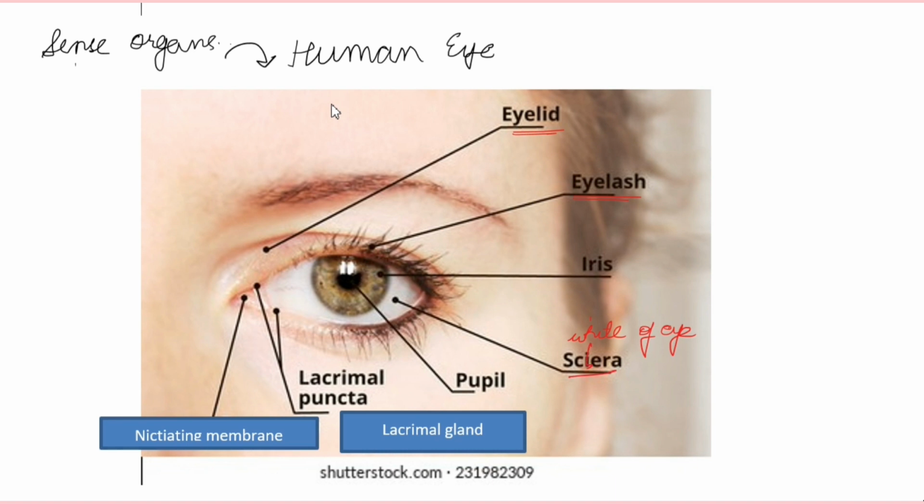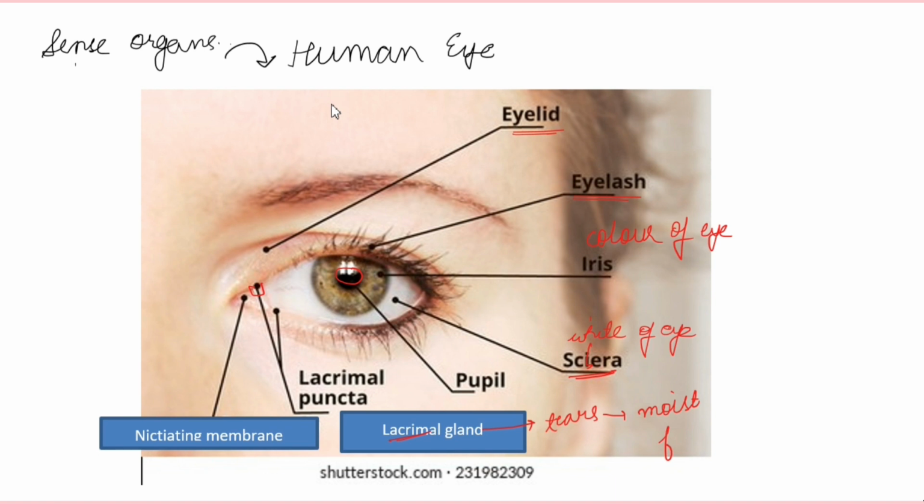The part which is responsible for the color of the eye is the iris. You can see that the iris has a central aperture known as the pupil. Then, towards one end, we can see a small gland, actually present a little towards the inner side, which is known as the lacrimal gland, which is responsible for the production of tears. These tears keep our eyes moist, provide a flushing activity, and help to clean the eye surface.